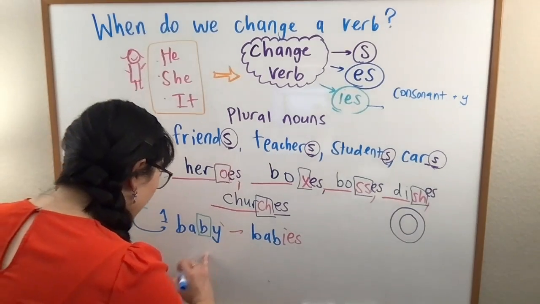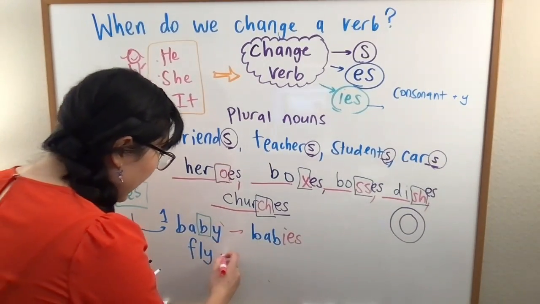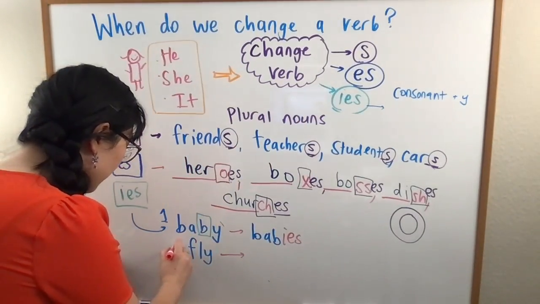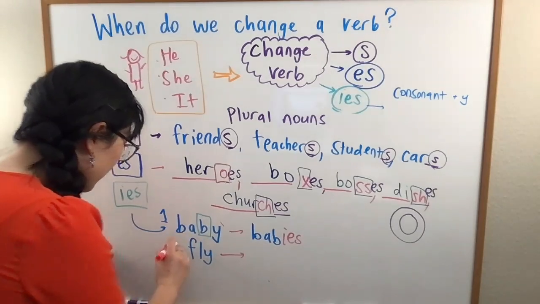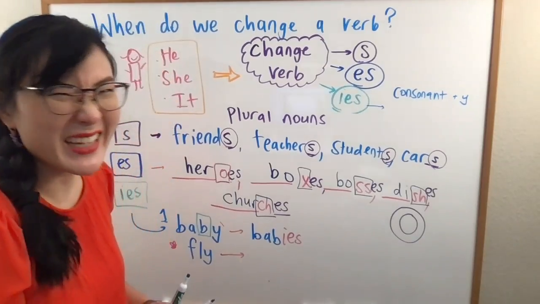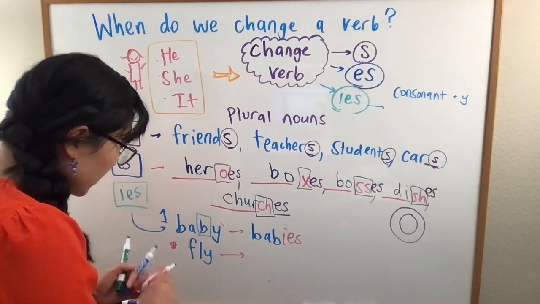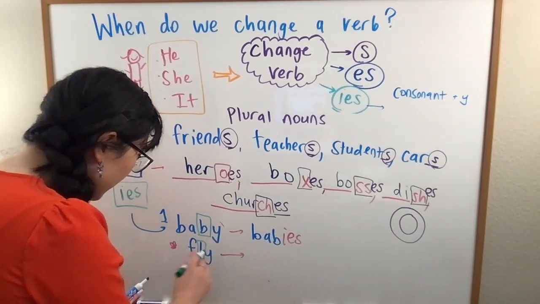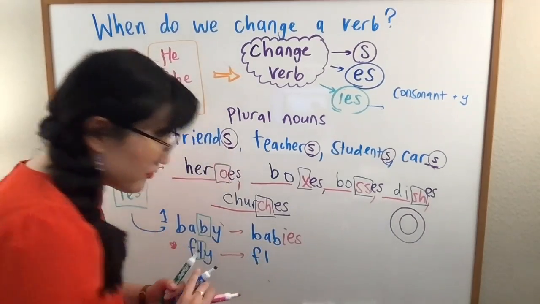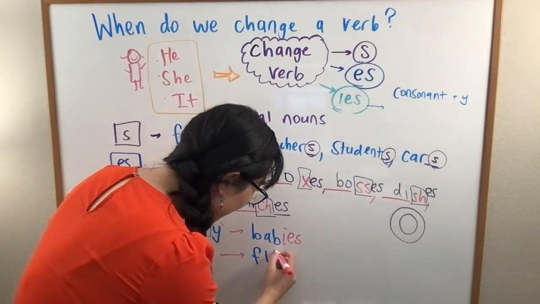Another one. Let's say a fly. Fly can be a verb but also a noun. You know the zzz, a fly? I don't like flies. But fly, same thing. Change because this is a consonant. So we're going to say flies. Oh no. At the park, there are many flies.